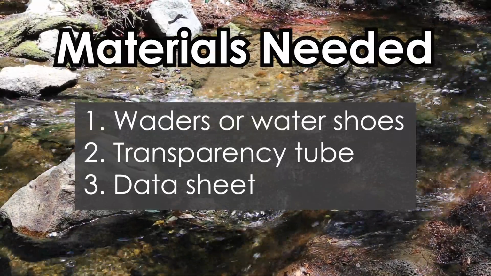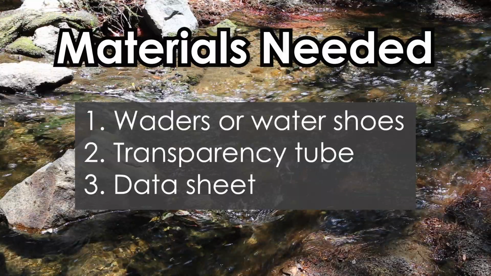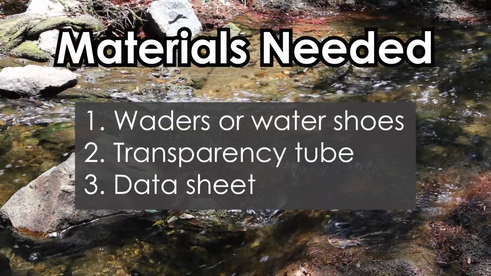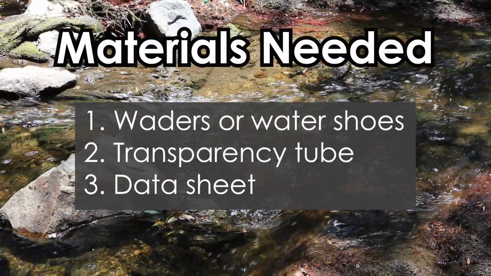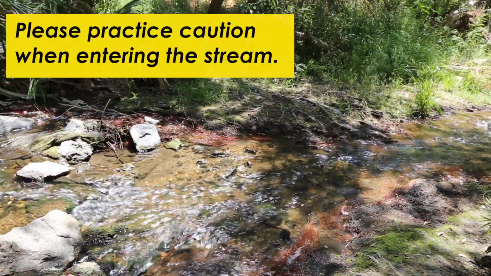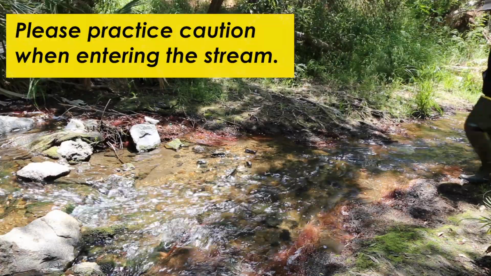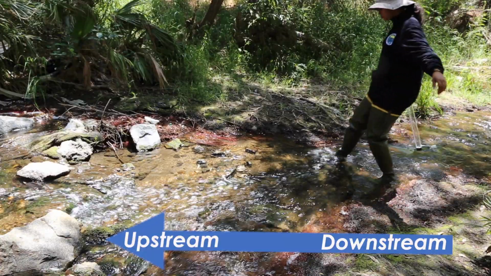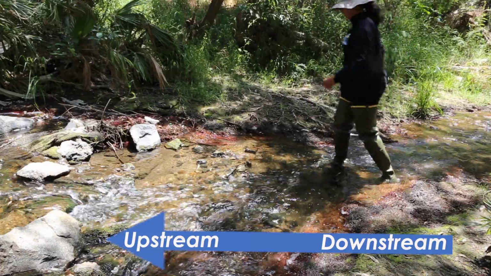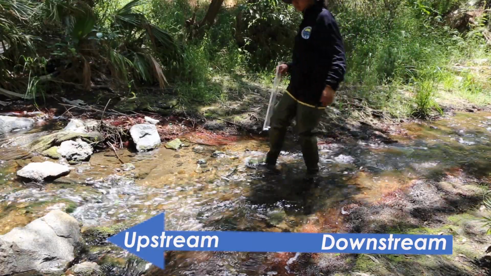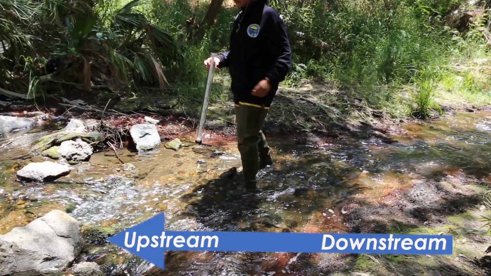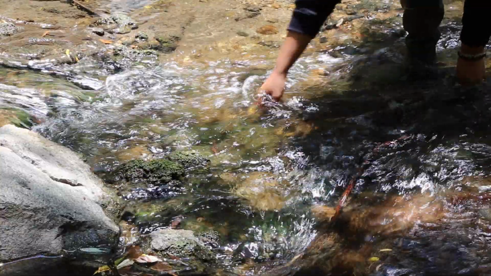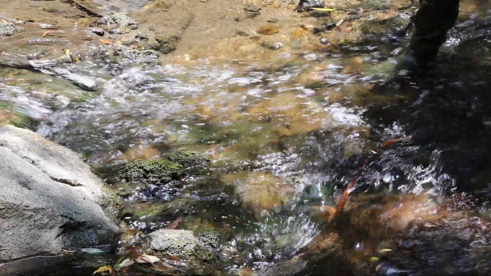To conduct this test, you will need waders or water shoes, your transparency tube, and your data sheet. Enter your stream carefully from downstream to upstream to avoid kicking up any sediments that are pre-existing. Whenever you monitor, you want to minimize the disturbance of sediment as you collect your sample. Once you are at your site, prepare your equipment for sample collection.